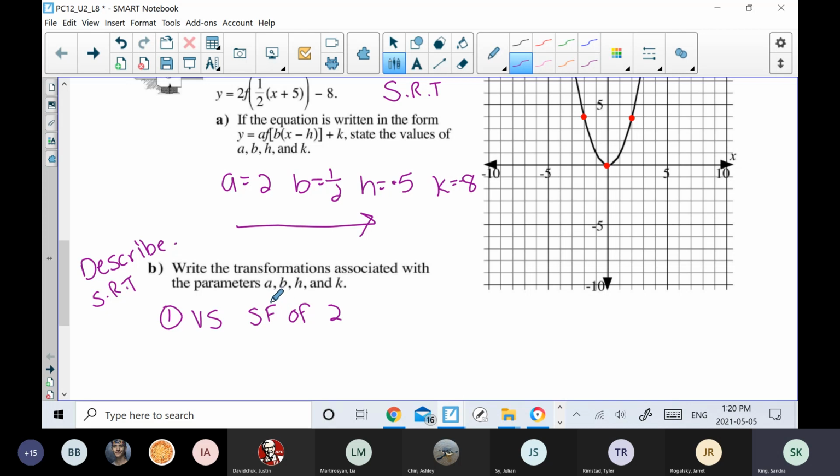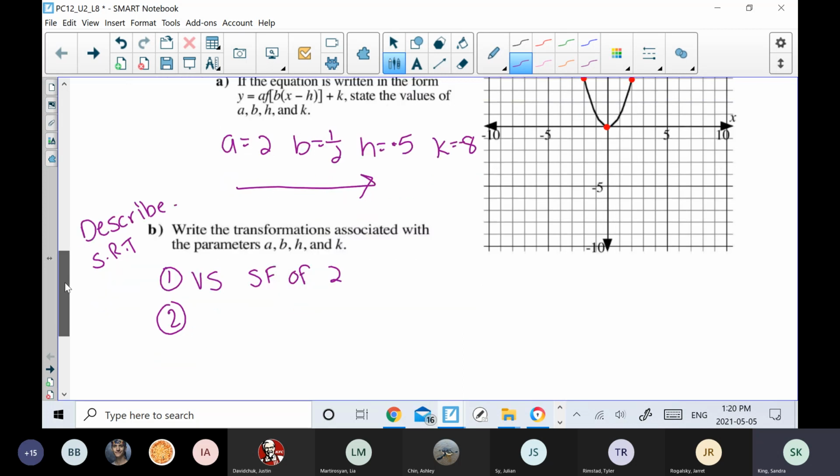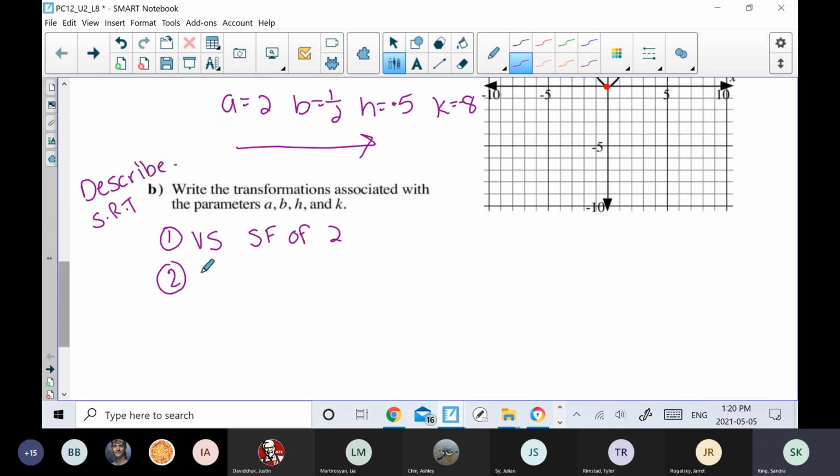There's only going to be one question, though, in the long answer where you're describing. B, or number 2, this parameter here is a horizontal stretch. So again, if this was an exam question, I'd be writing out horizontal stretch, and then I'd be writing out stretch factor of. The B parameter, the stretch factor is always the reciprocal, so stretch factor of 2. Then there's no reflections, right? So stretches are done. There were no reflections. I go to translations last.